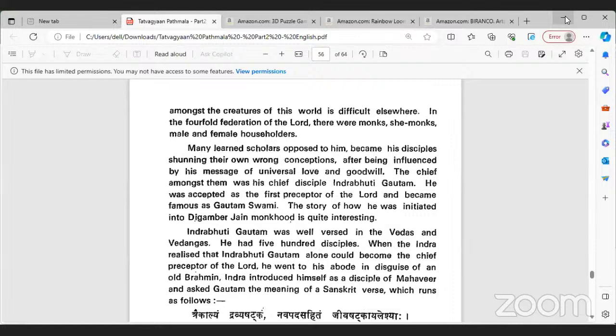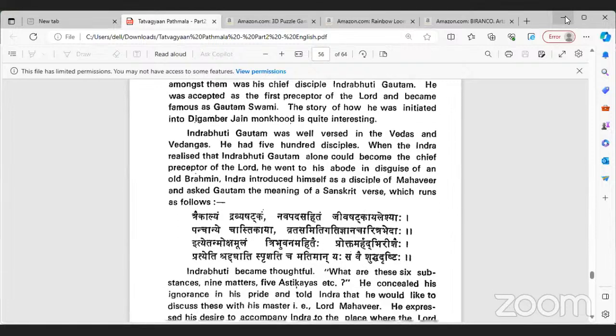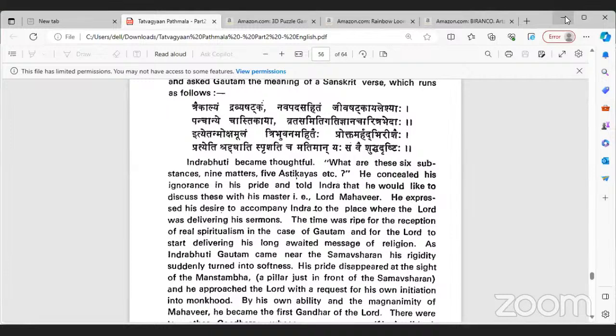as a disciple of Mahavir and asked Gautam the meaning of a Sanskrit word which runs as follows. So I will not be able to read this Sanskrit shlok. You can skip. I skip it? Yeah. Indrabhuti became thoughtful.